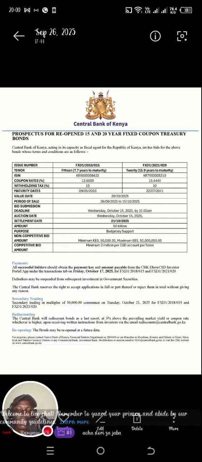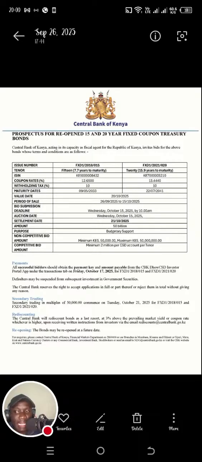That is where we get 7.7 years. Now, the other thing that we get to note is the coupon rate that is being paid for the bond, which is 12.65%. So the coupon rate is very important because that is what indicates what you will take home at the end of the day.